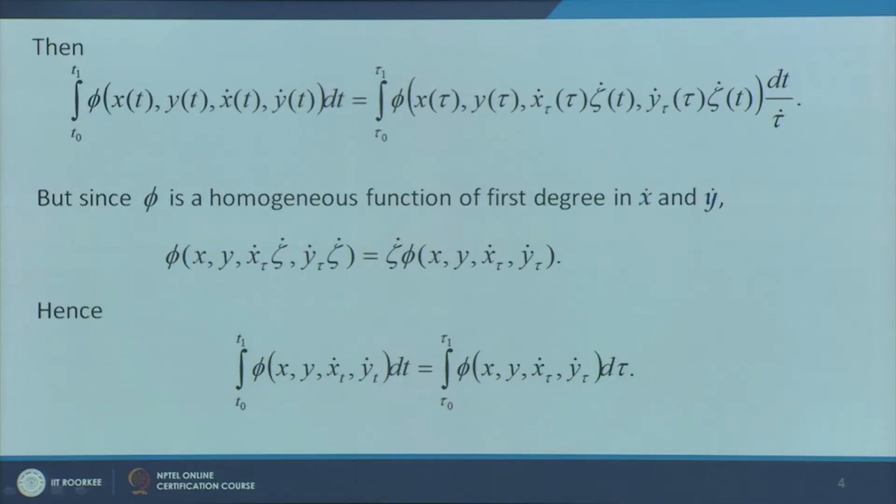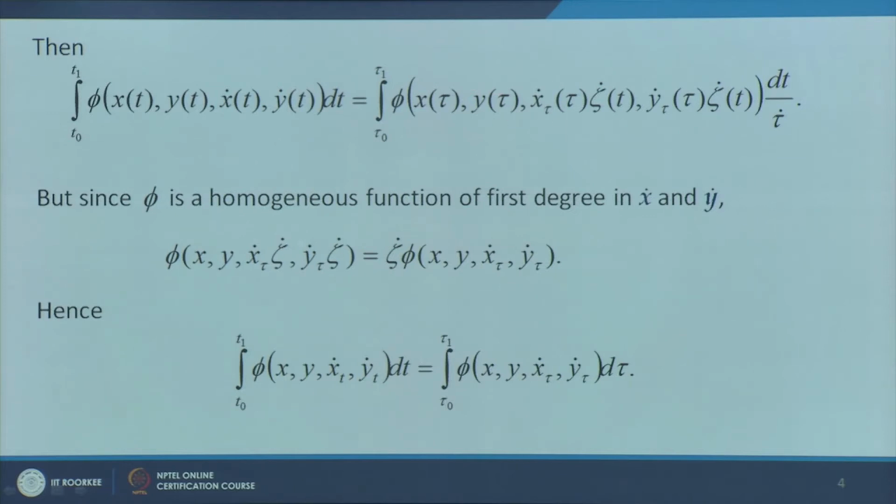So, now, since phi is a homogeneous function of the first degree in x dot, y dot, phi(x, y, x dot(tau) zeta dot, y dot(tau) zeta dot) is equal to zeta dot times phi(x, y, x dot(tau), y dot(tau)), because this zeta dot acts as a scalar k. So, this is of the form phi(x, y, k x dot(tau), k y dot(tau)), which will be k times phi(x, y, x dot(tau), y dot(tau)). So you can replace this value here.